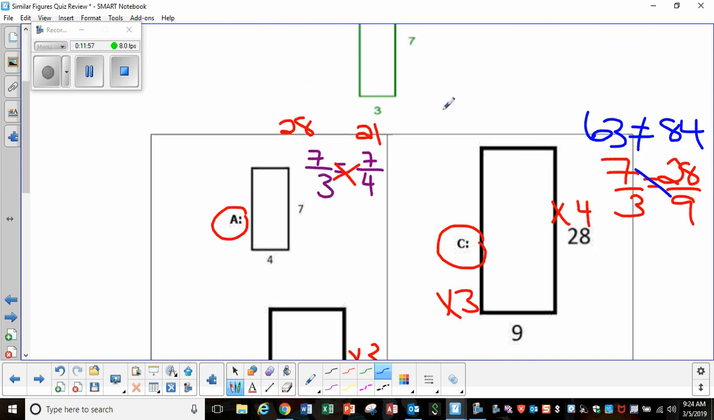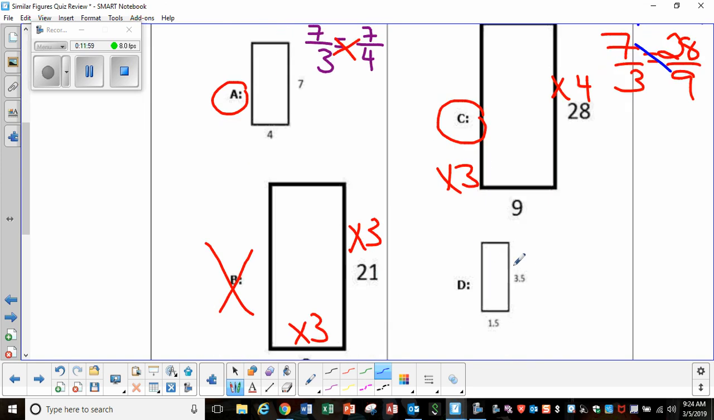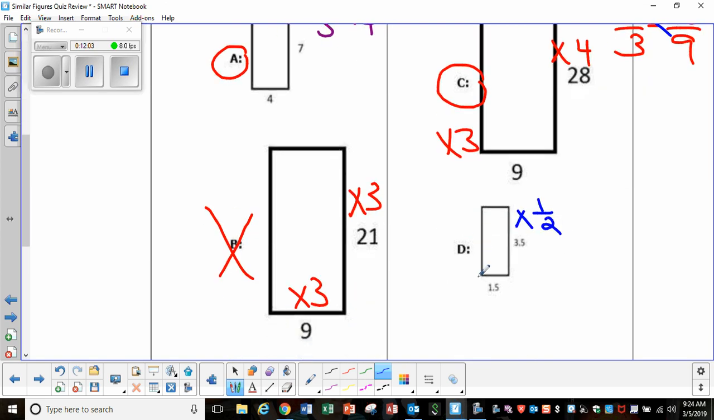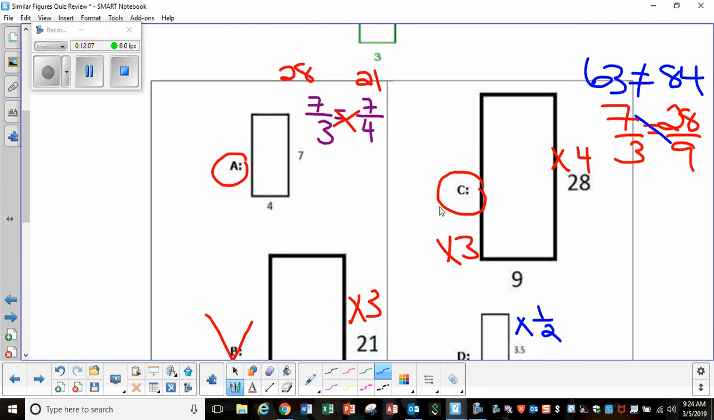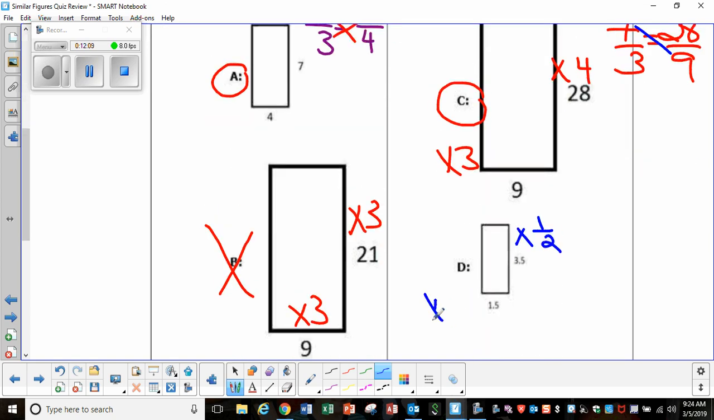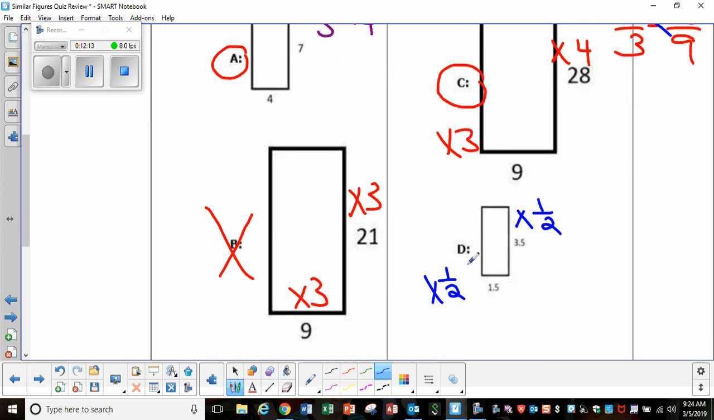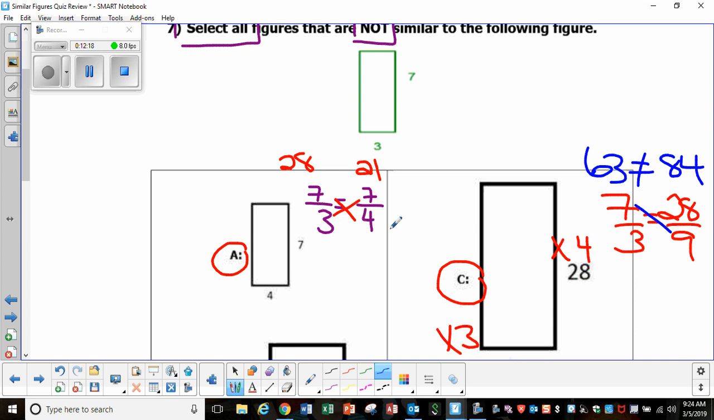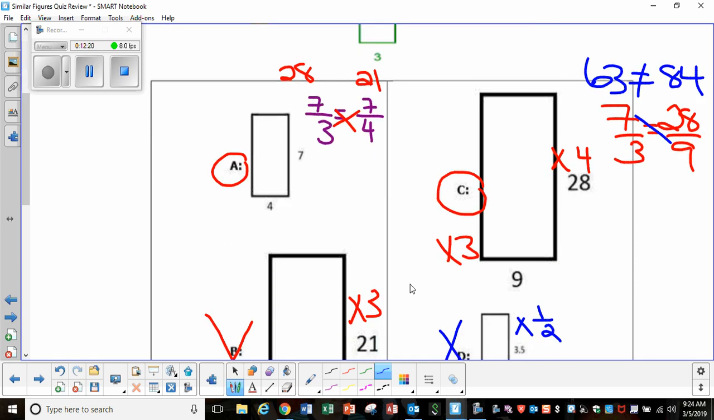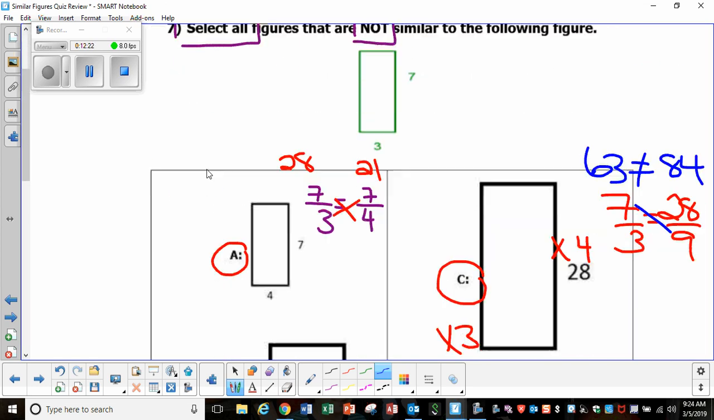Lastly, letter D, if I look at the relationship between 7 and 3.5, that looks like I'm multiplying by a half, because half of 7 is 3.5. And if I'm looking at the relationship between 3, the base, and 1.5, the base, I'm also multiplying by 1/2, because half of 3 is 1.5. So D is similar. So again, since the question is asking which is not similar, I'm going to pick A and C. Again, it's a select all, so I have multiple answers.